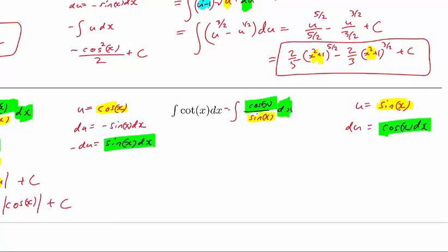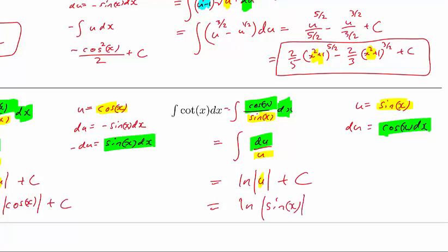Alright, and so this all becomes the integral of du divided by u, which is simply, as we saw before, the natural log of u plus a constant. And so this is the natural log of the sine of x plus c. And there we are, that's it. That's the integral of the cotangent of x.